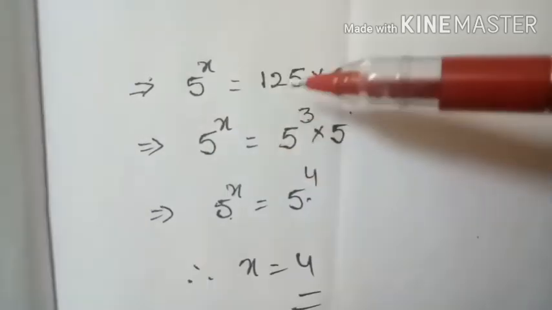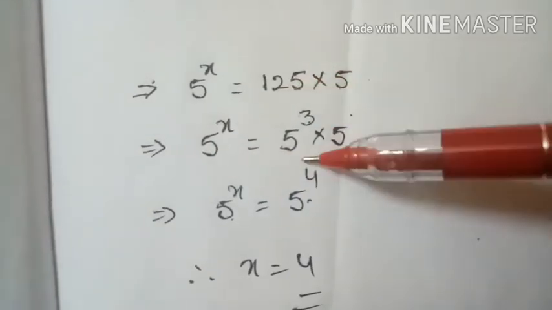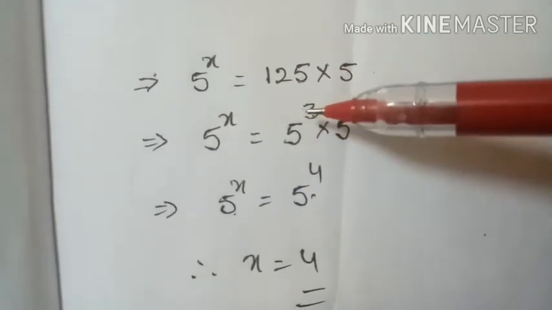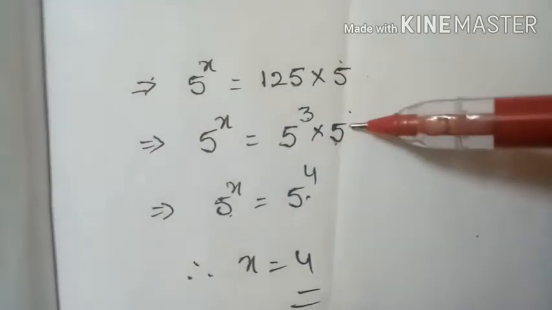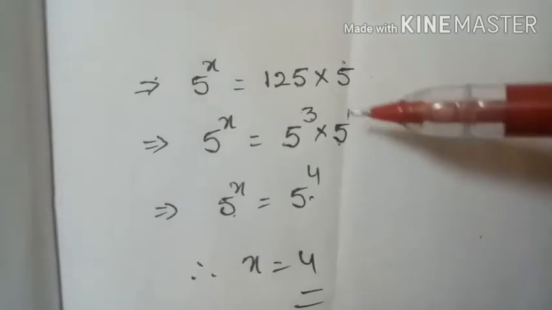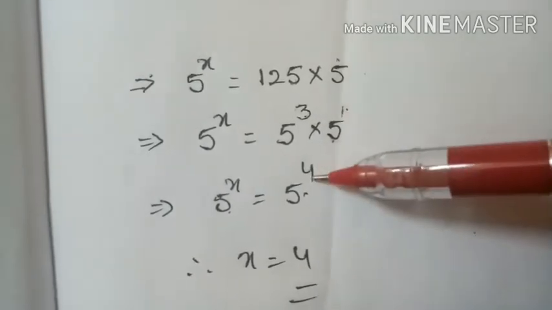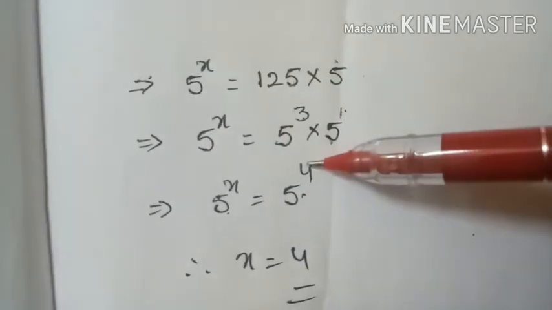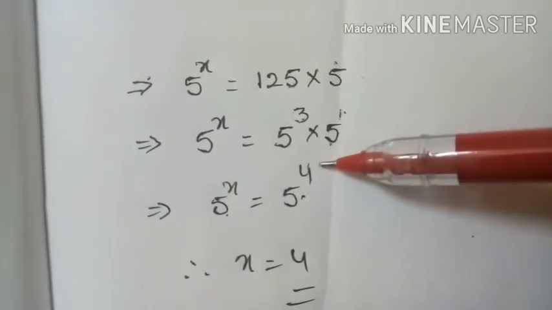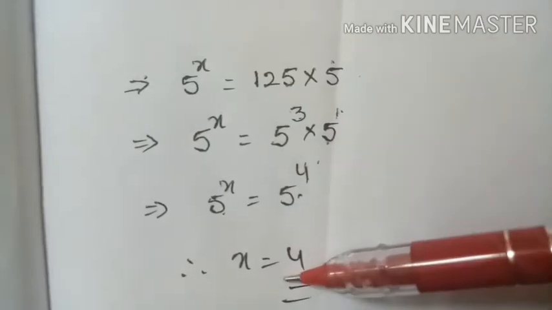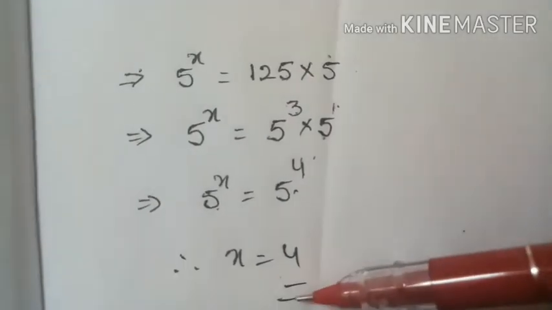Now 5 power of x is equal to, shall I write 125 as 5 cube, 5 into 5 into 5, into this 5. Okay, now the bases are equal, so we should add the powers, taking the base as 1. 3 plus 1, 4. So 5 power of x is equal to 5 power of 4. When bases are equal on both sides, the exponents should be equal. So x is equal to 4. This is the answer. Clear?